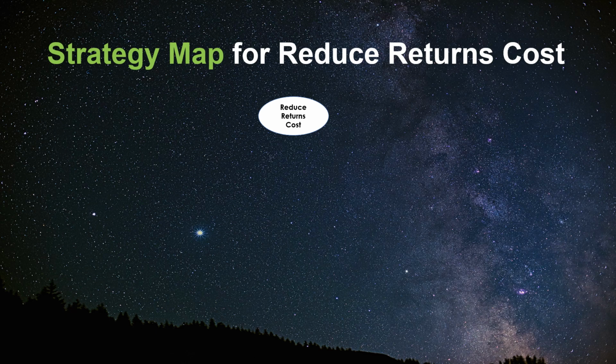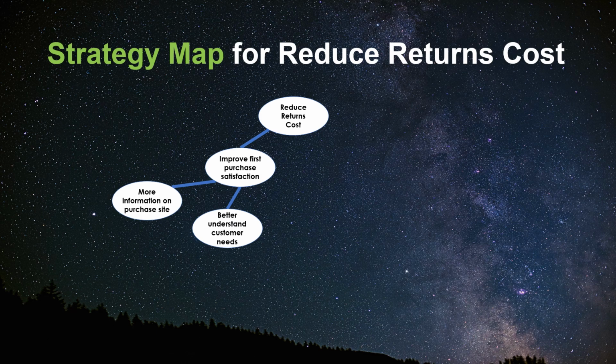For this example, the company's high-level objective is to reduce what returns are costing the company. The company identifies two ways in which this can be done. One, by reducing the number of returns the company receives by improving the purchaser satisfaction. Or two, by being more efficient at returns handling.